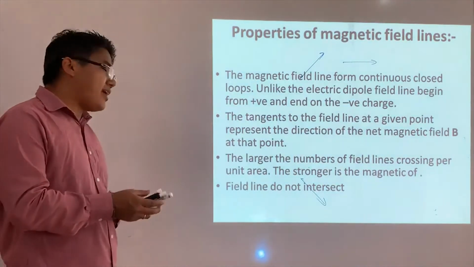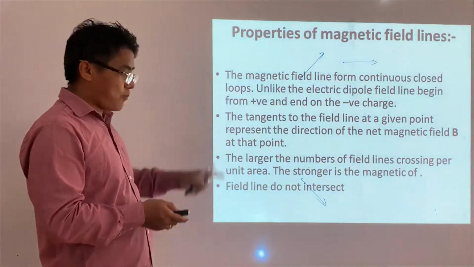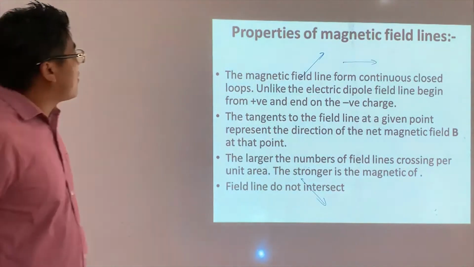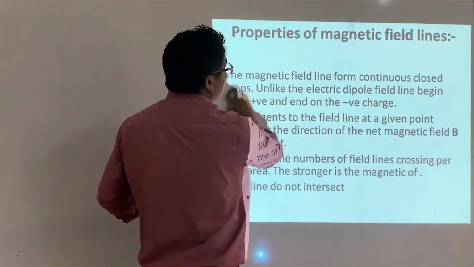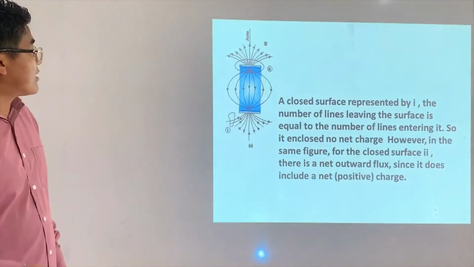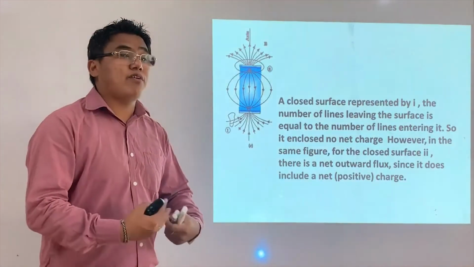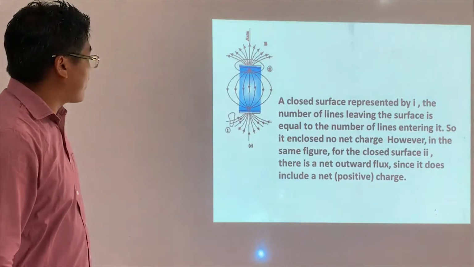Then, magnetic field lines do not intersect each other. All others are the same except the first point. This is very important. These are the properties of magnetic field lines. Now we will find out the differences between an electric dipole and a magnetic dipole. This is an electric dipole.